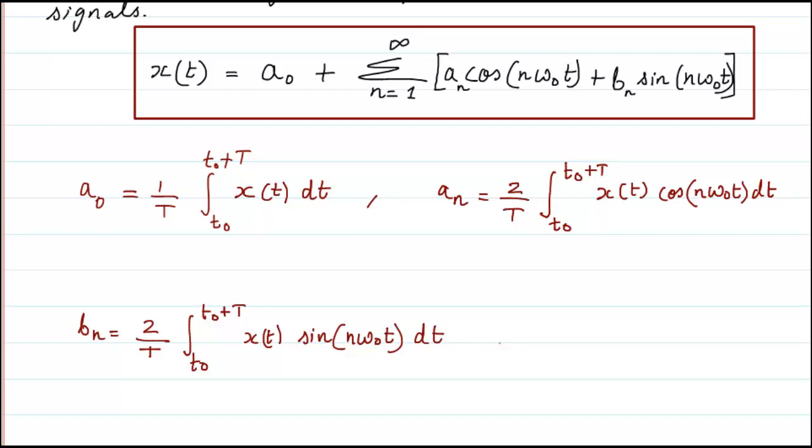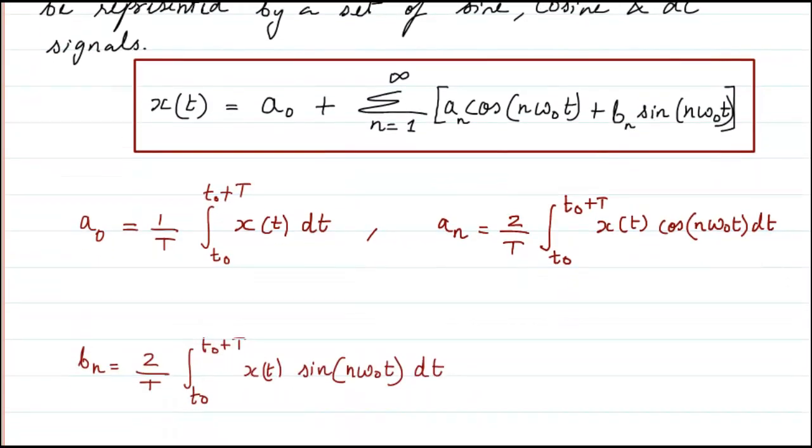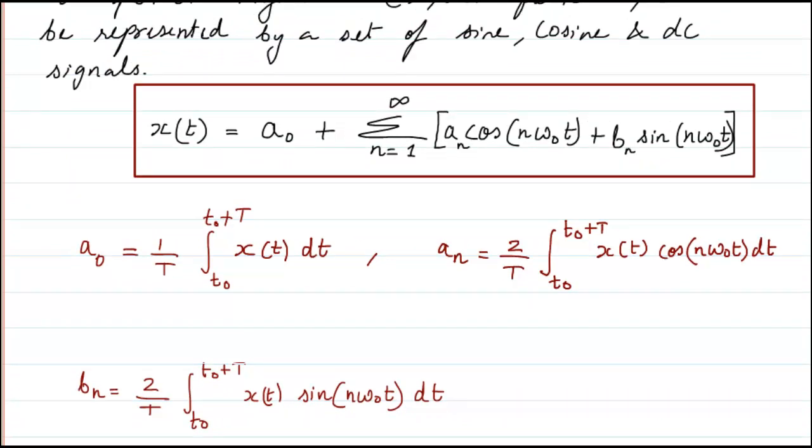So using these set of equations, you can rewrite the signal x of t in such a form, and that is basically the Fourier series representation of a signal x of t in trigonometric form. So we'll stop here, and in the next video we will see how to solve a problem, how to represent a periodic signal x of t in a trigonometric Fourier series representation. Thank you.